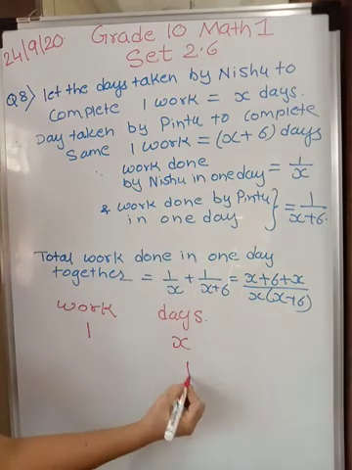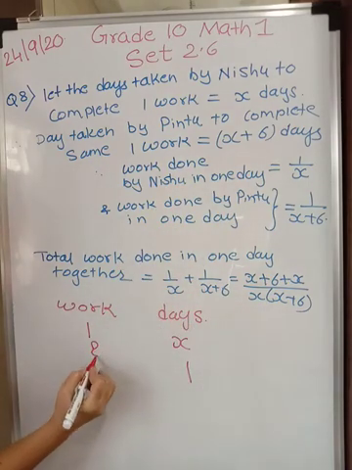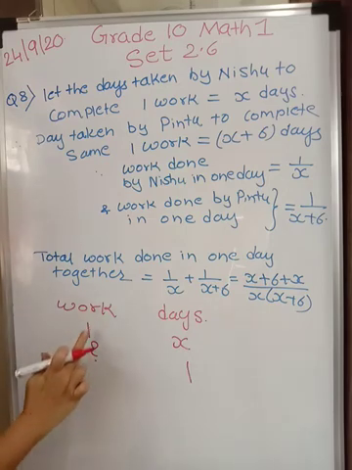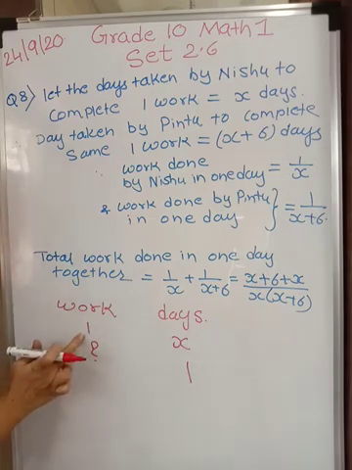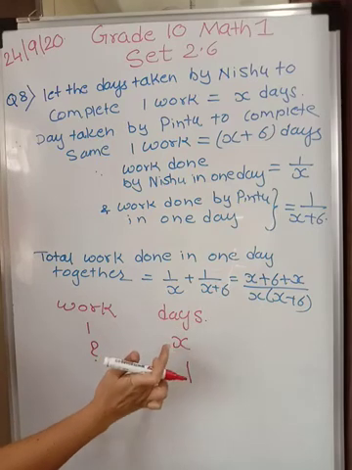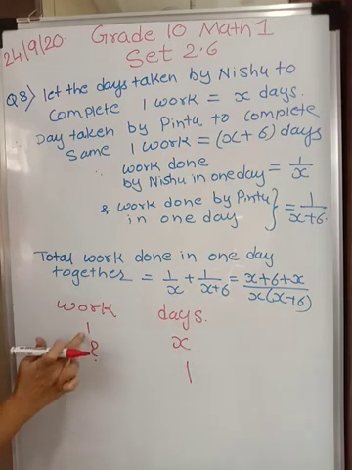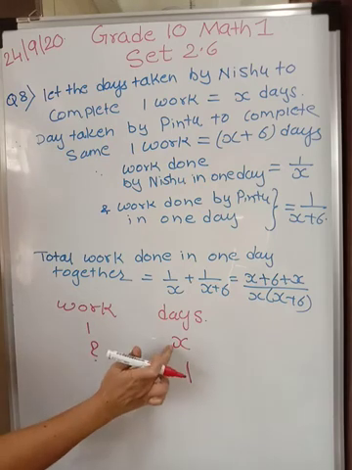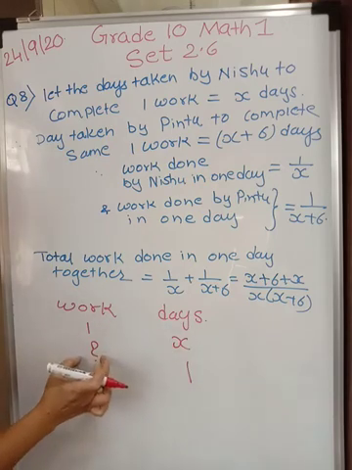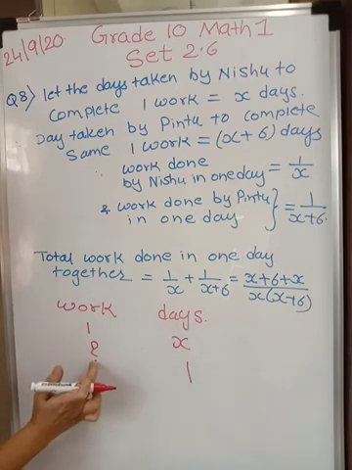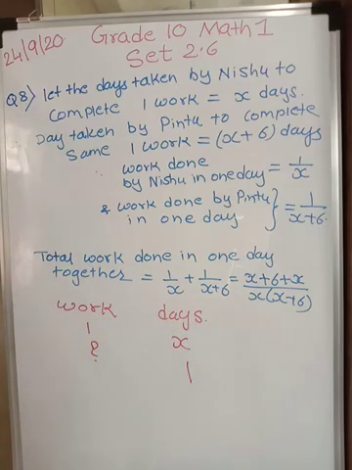I want to find in one day how much work is done by Nishu. I am repeating again. To do a certain one work, Nishu is taking X days. This is complete work, so I am writing it as one work. Now, how much part of the work will be done in one day? Let us calculate.